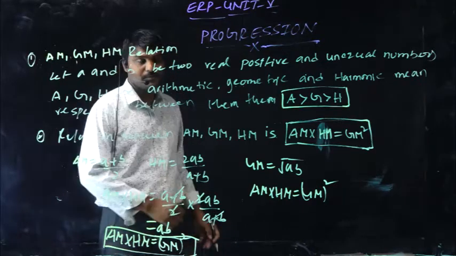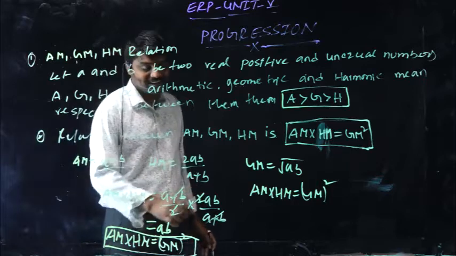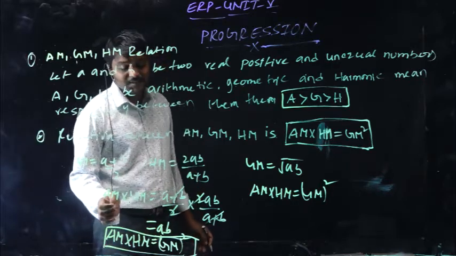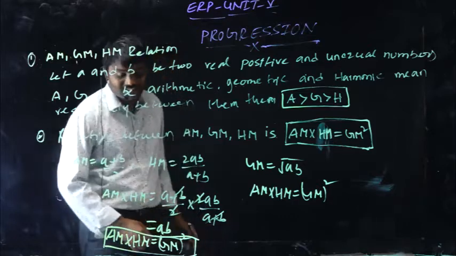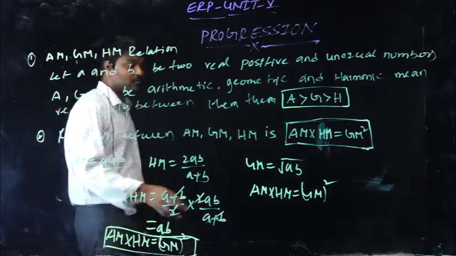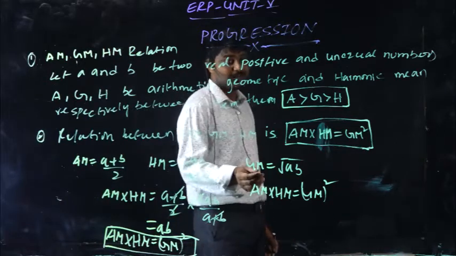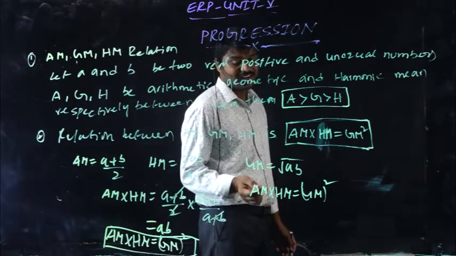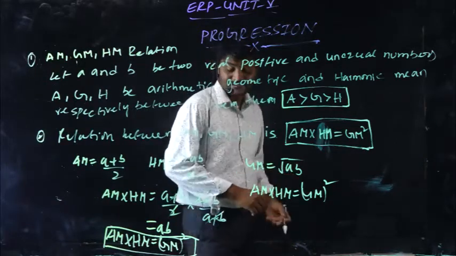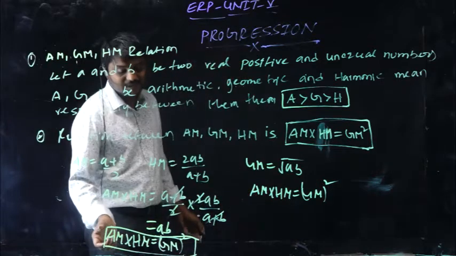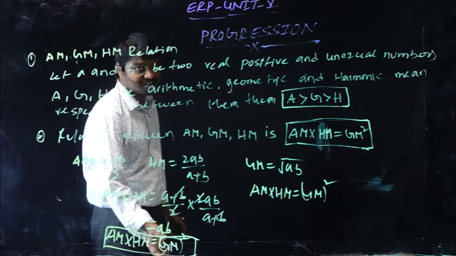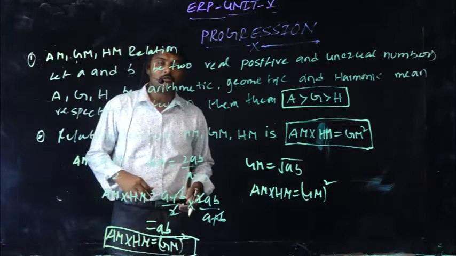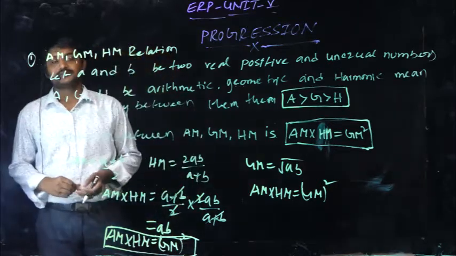So a plus b cancels, 2 cancels. That means arithmetic mean into harmonic mean equal to ab. Here ab equal to geometric mean whole square, since the geometric mean is root ab. So arithmetic mean into harmonic mean equal to GM square. This is the most important relation. Now we discuss problems.